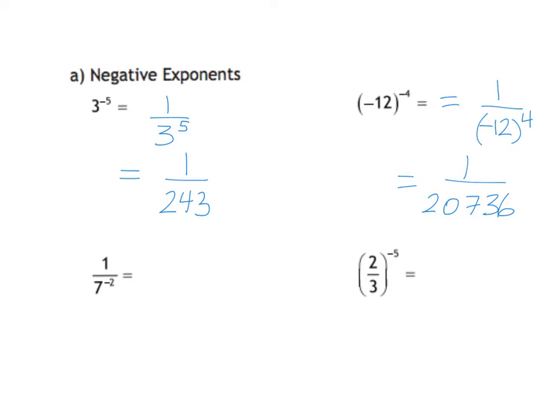What about this one, 1 over 7 to the power of negative 2? Flip it, so it becomes 7 over 1, or just 7 to the power of positive 2, which is 49.